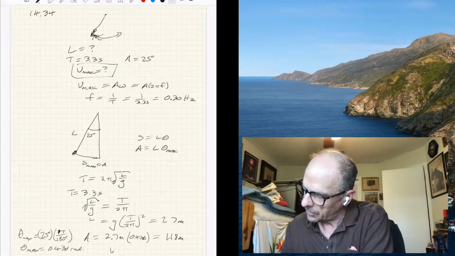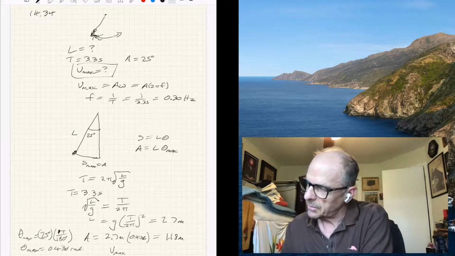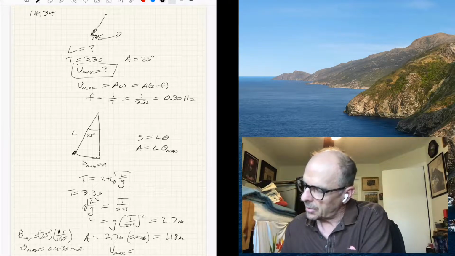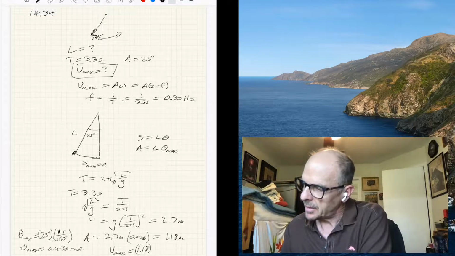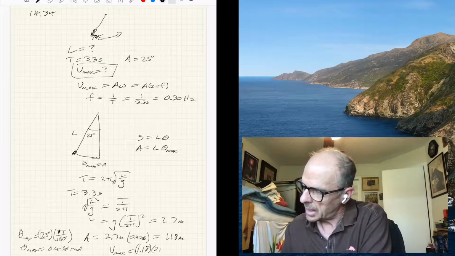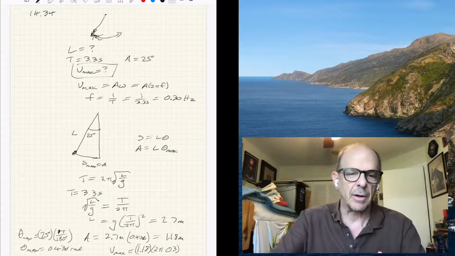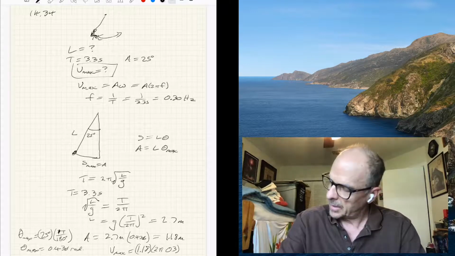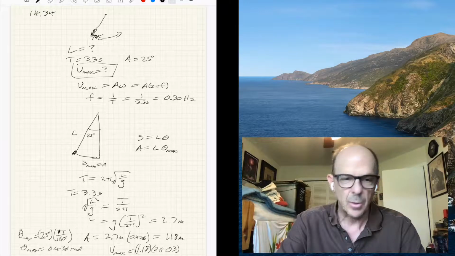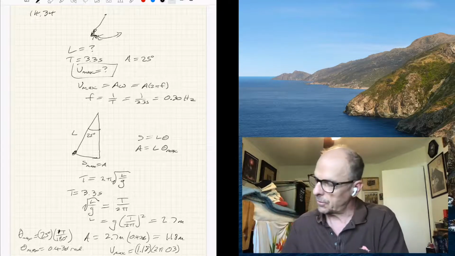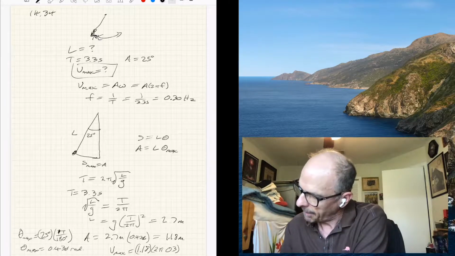And then Vmax is 1.18 times 2 pi times 0.3. And we'll squeeze it on this one last page. 1.18 times 2 times pi times 0.3 is 2.2 meters per second.